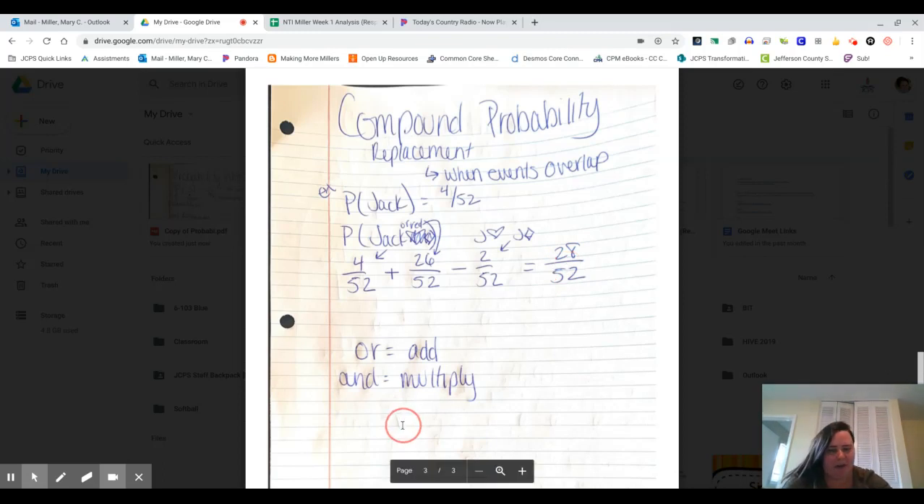Now, I know that I talk fast, and I know that you are going to have a lot of questions. The big thing with compound probability that you need to know is, do these events affect each other? And if it says either or, you're going to add their individual probabilities. And if it says and, their probability of doing both, that's talking about two events, and you have to multiply their probabilities. Okay. If you have questions, please, please, please message me.